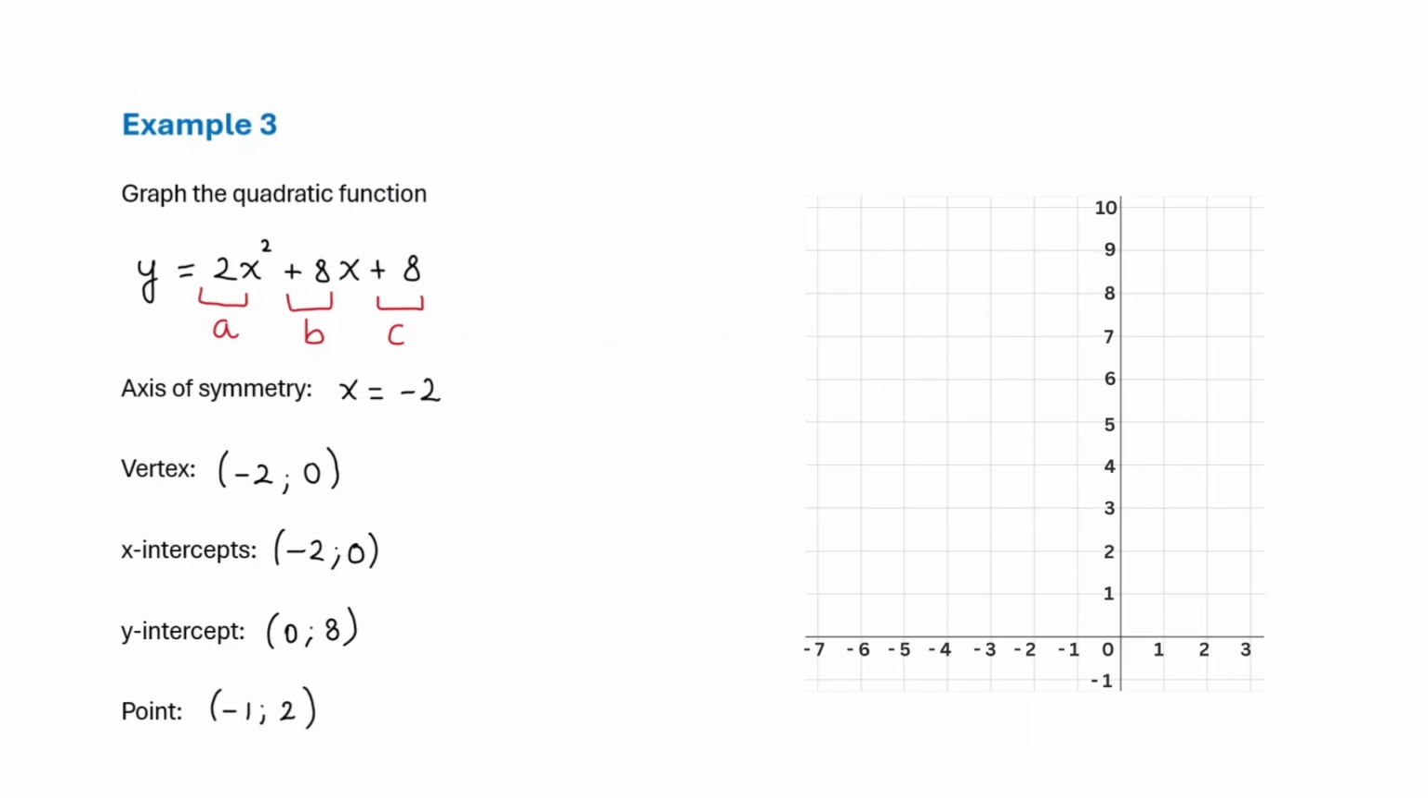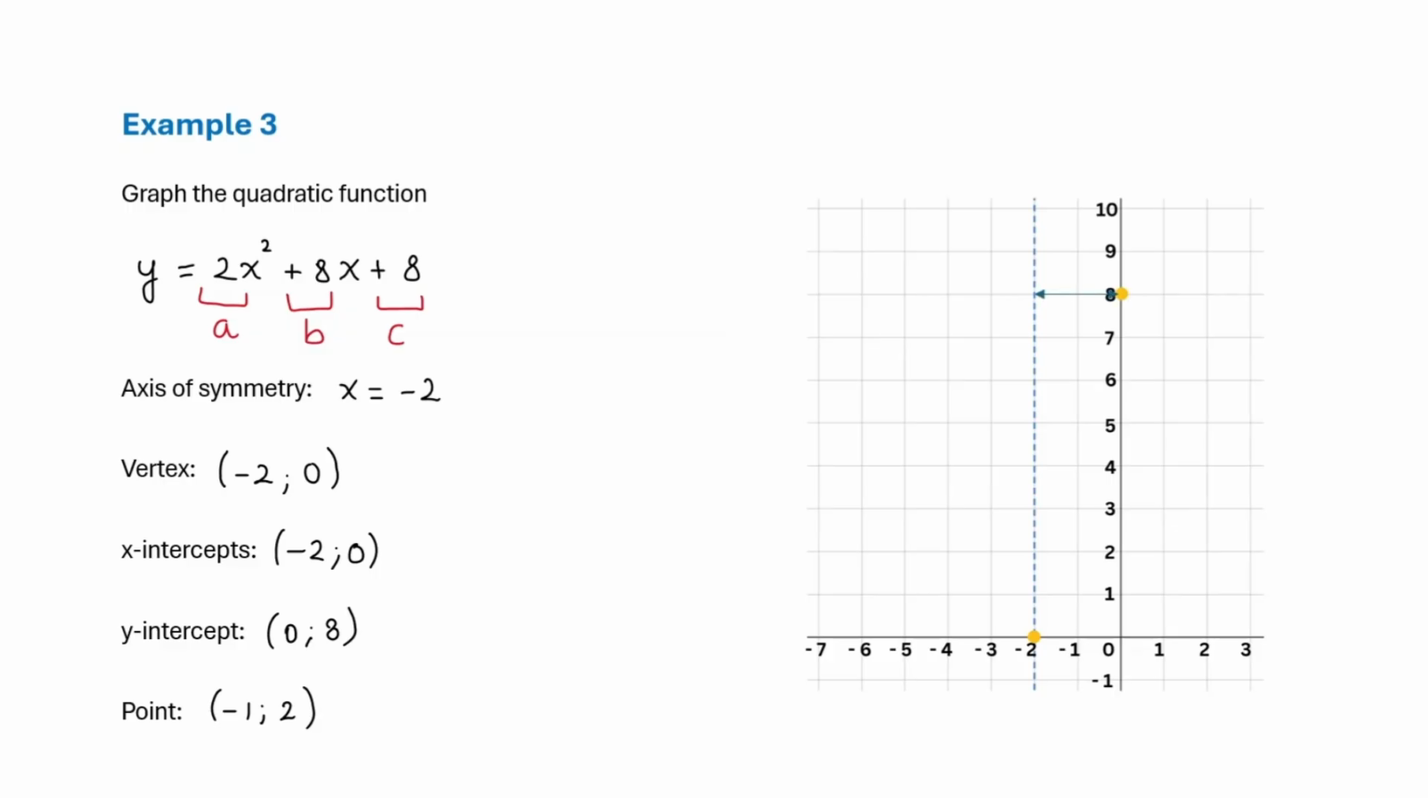We can use these points to draw the graph. Begin by plotting the axis of symmetry, which is the vertical line x equals negative 2. Then plot the vertex at negative 2, 0. Remember that this point is also the only x-intercept. Next, plot the y-intercept at 0, 8.